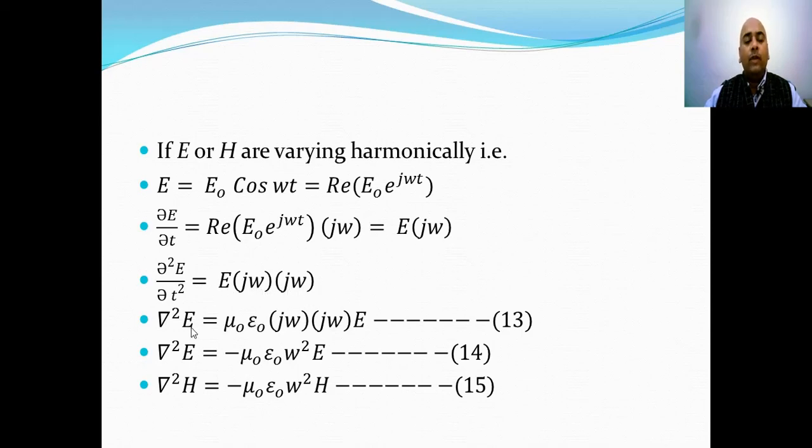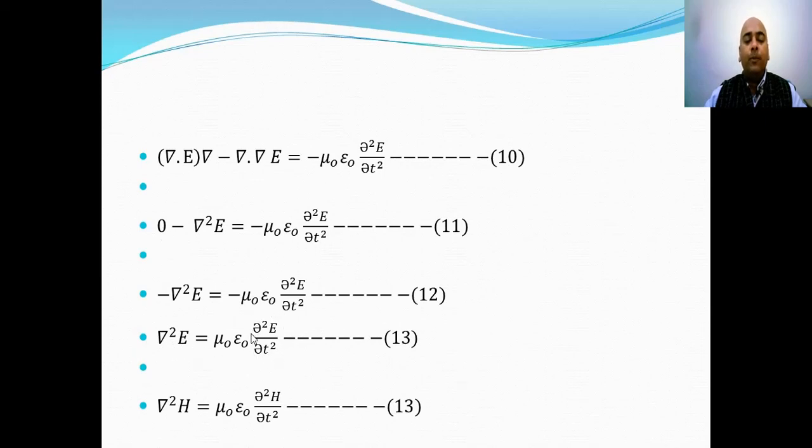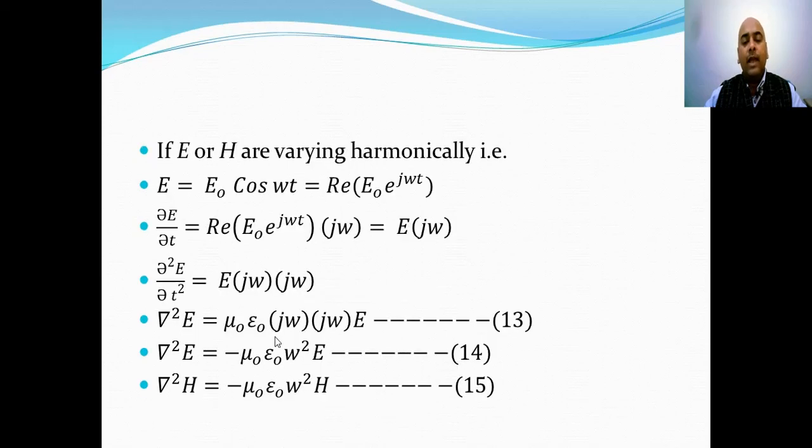So if E and H are varying harmonically, then by using this wave equation and putting the value of ∂²E/∂t² as E into j omega and j omega, we obtain that del square E is equal to mu naught epsilon naught j omega into j omega into E, which can further be written as del square E is equal to minus mu naught epsilon naught omega square into E. Similarly, for magnetic field, we can write del square H is equal to minus mu naught epsilon naught omega square into H. So this is the representation of wave equations for free space when E and H are varying harmonically.